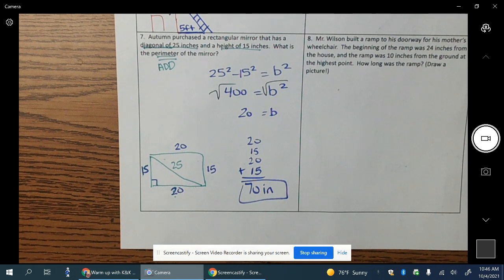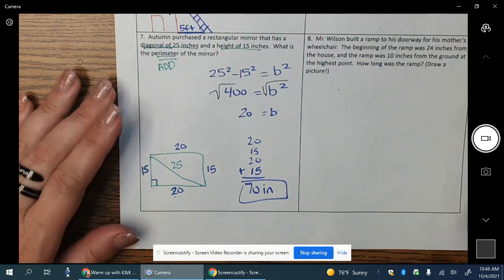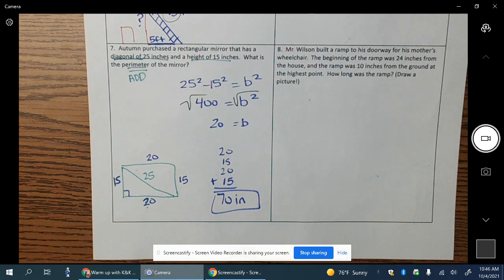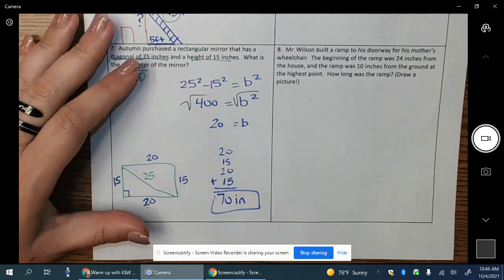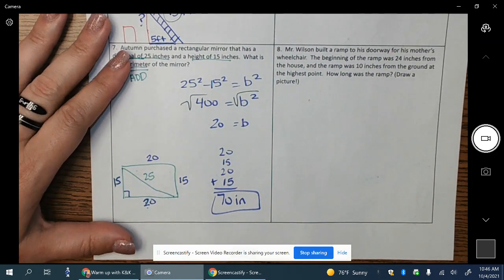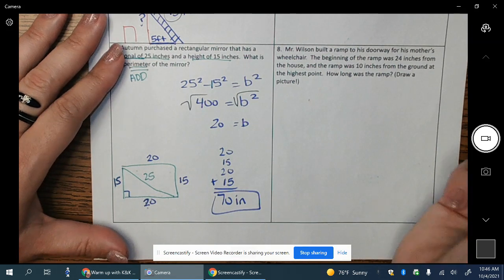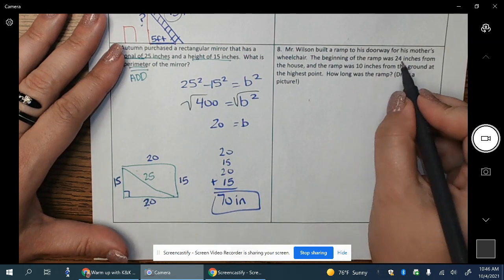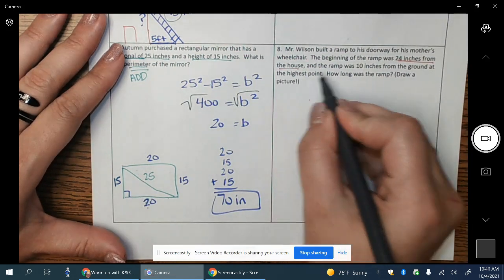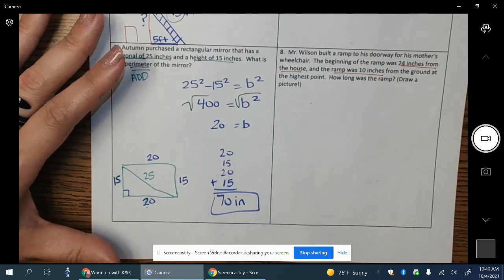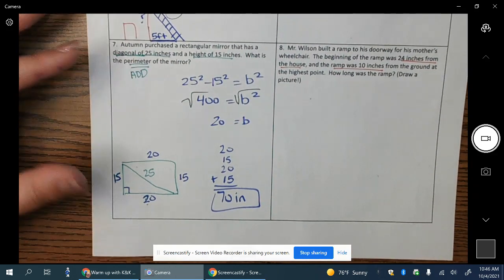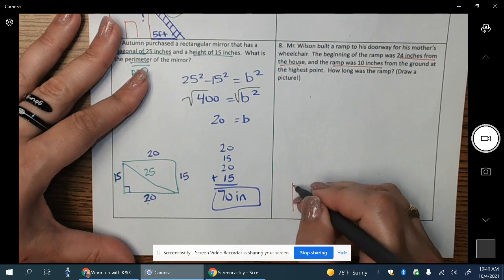All right. Last one. Anybody want to read? Okay, thank you, Gavin. Mr. William built a ramp to his doorway for his mother's wheelchair. The beginning of the ramp was 24 inches from the house, and the ramp was 10 inches from the ground to the height point. How long is the ramp? Okay. Again, thank you. This gets confusing if you don't have a picture.